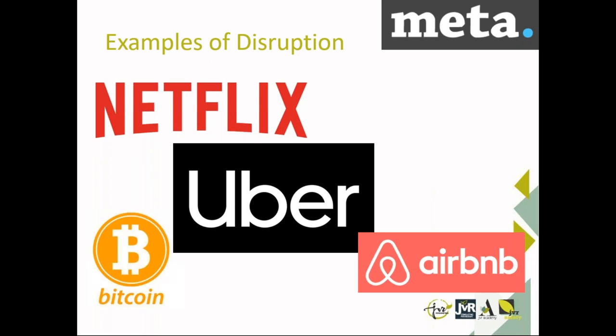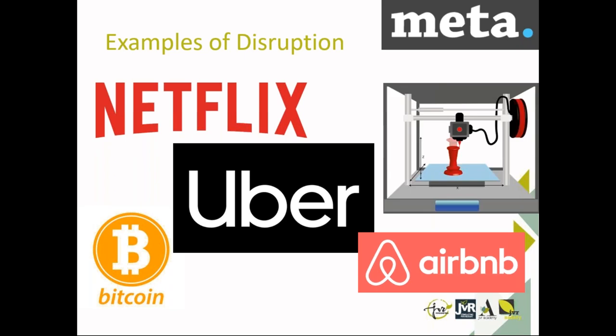Airbnb, Bitcoin, cryptocurrency, having a new way of dealing with money that doesn't physically exist, that you can't physically hold on to, but in the form of electronic money or then the cryptocurrency. Your 3D printers, where you can now actually print things instead of having to go through a whole manufacturing process like we did in the olden days. So really changing the way in which things get manufactured and in which things get put onto the market and the speed with which that can be done as well.